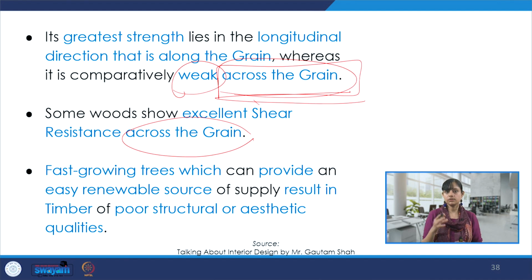Now fast growing trees or the ecologically grown trees, which can provide an easy renewable source of supply, result in timber of poor structural or aesthetic qualities. So the plantation has to be planned for good quality.